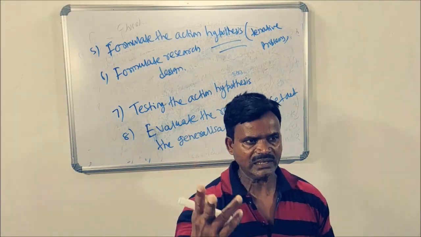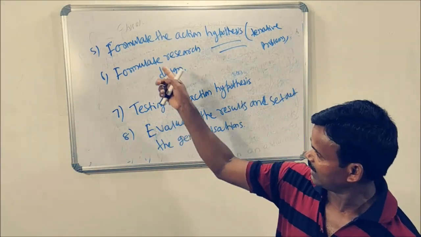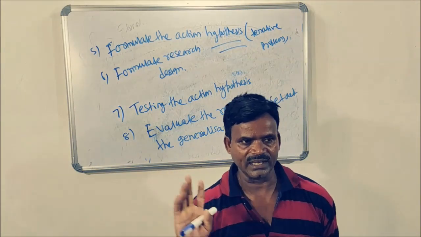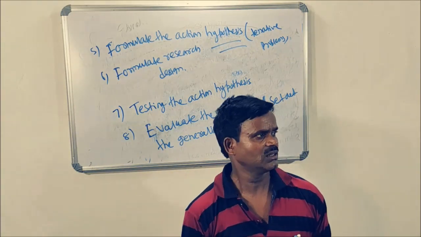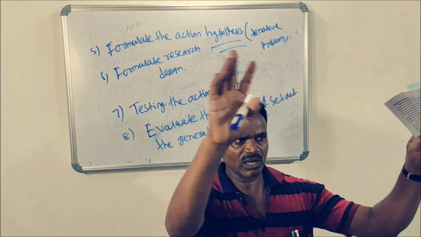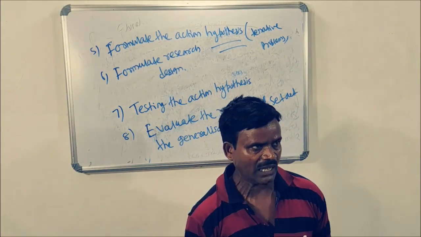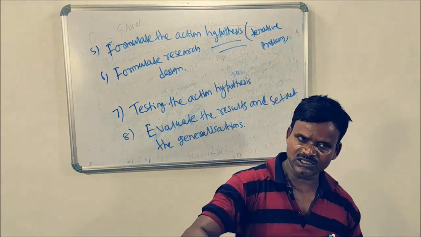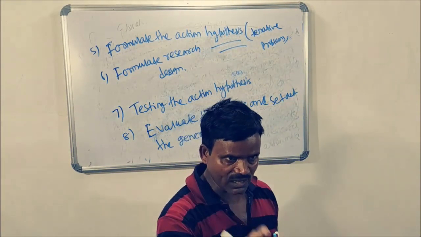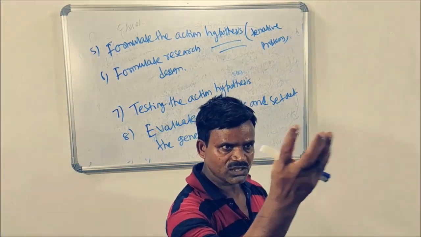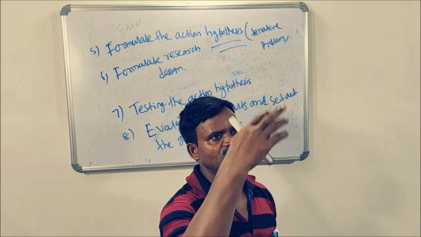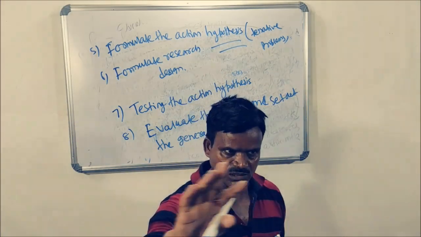Step 1, again I speak about locating the problem area. First of all, the action researchers locate the problem area which deals with the classroom teaching learning situation. First of all, locate or identify which problem he or she should take to proceed with his action research.